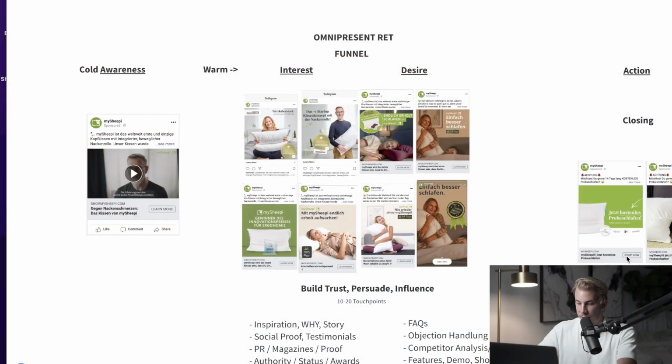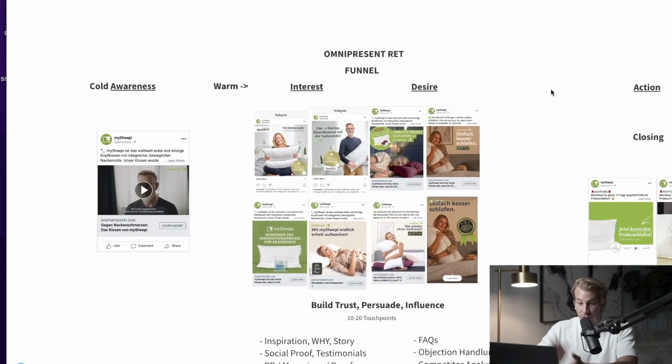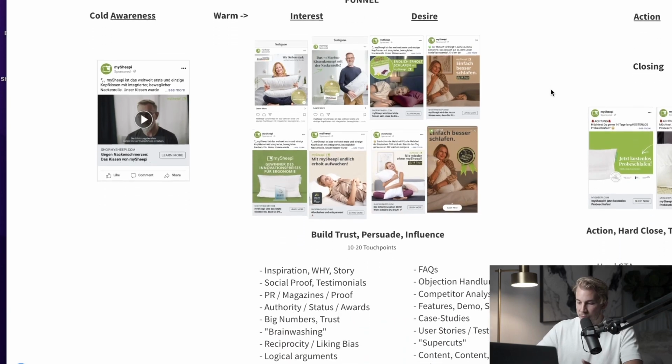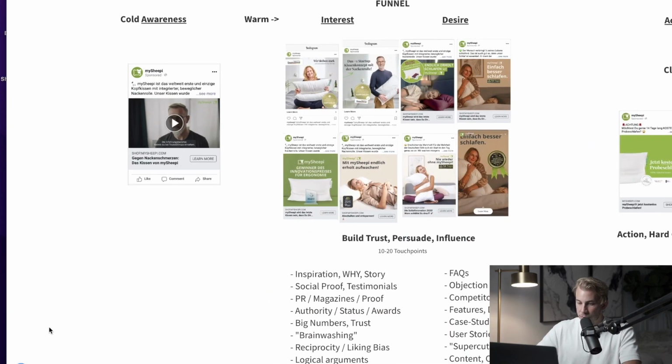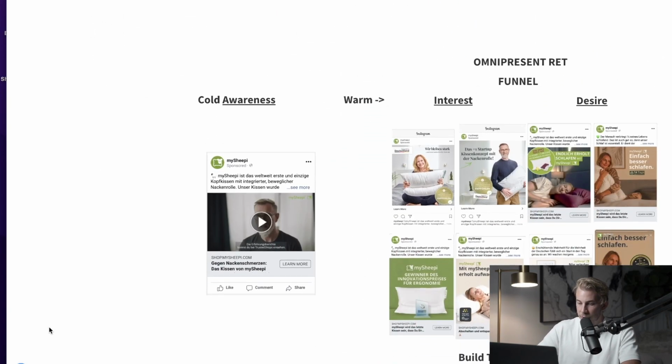So I'm here to teach you what has worked best for us, what has helped us to produce 7- and 8-figure brands in sometimes just a couple of years, and the exact social media marketing approach that we use for all our brands today. Let's get right into it. I call it the omnipresent retargeting approach. As you can see, it's a fairly complex thing. We're going to go very deep into all the stuff.